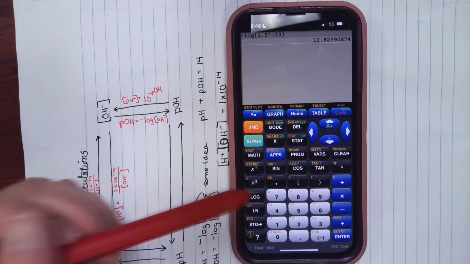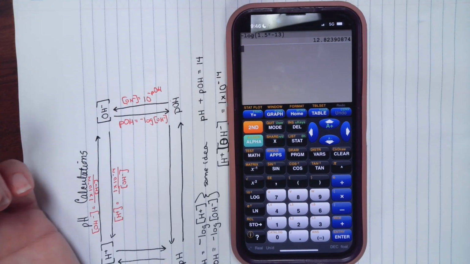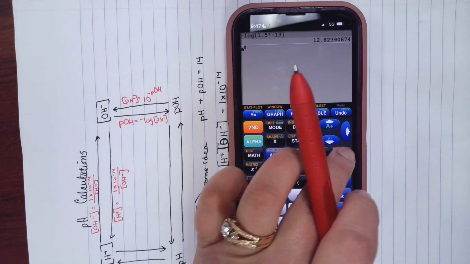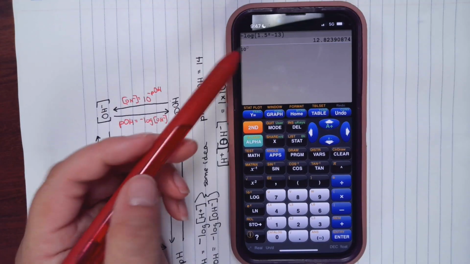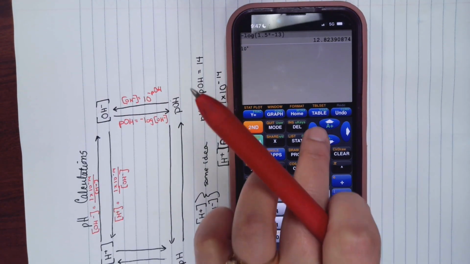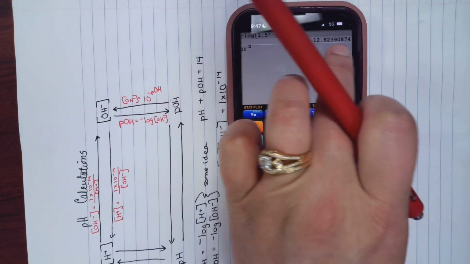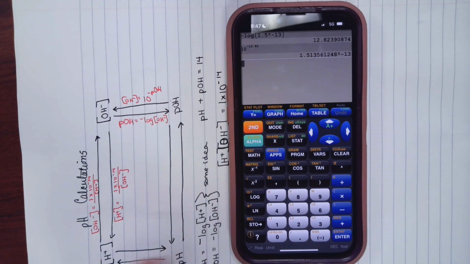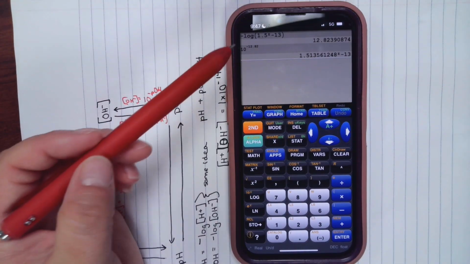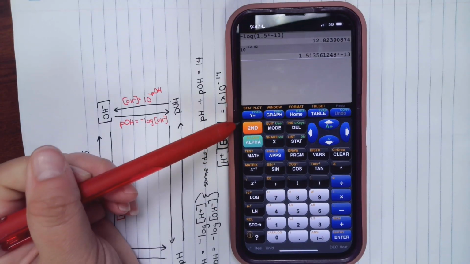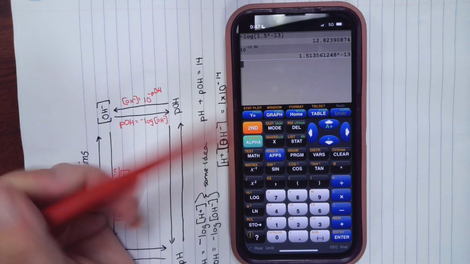Now, if I want to go back the other direction, so this is my pOH, I'm going to do second function log button. See how that gets me 10 and then a little exponent? So then I would do the negative pOH, which was 12.82. That gets me the 1.5 times 10 to the minus 13th that I started with. So you can go forwards and backwards using the same button. Forwards is log, second log is backwards.